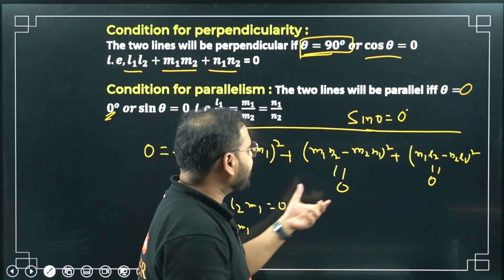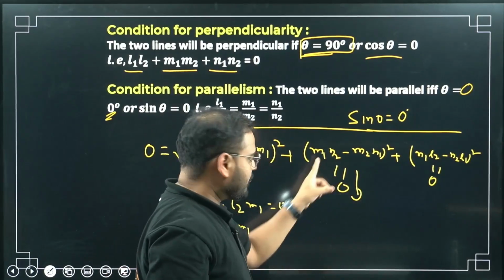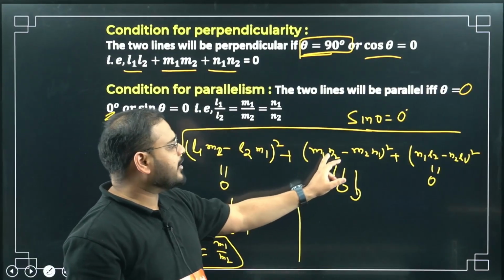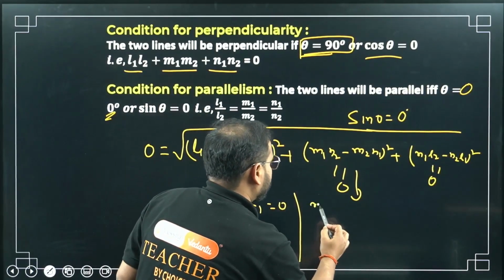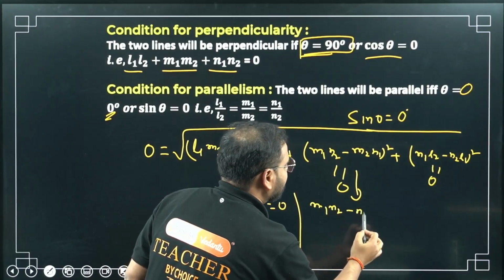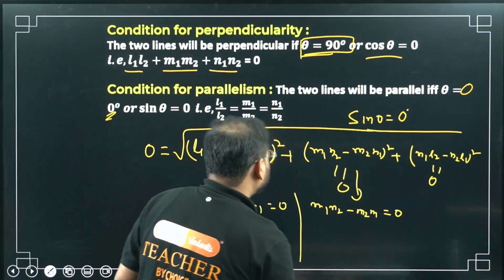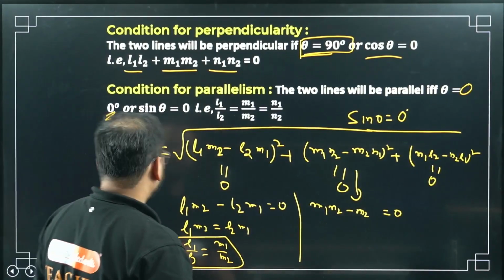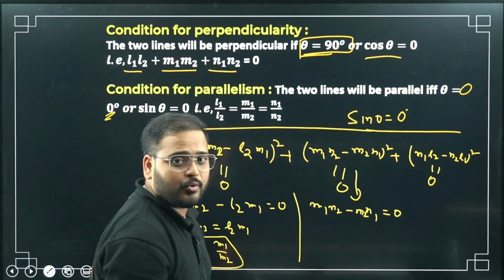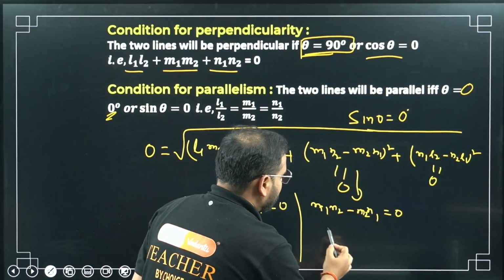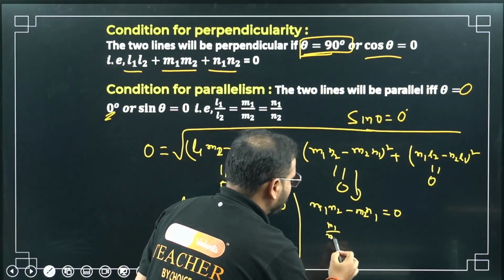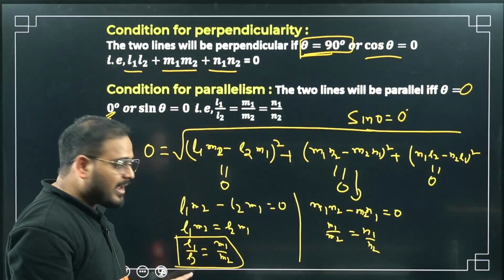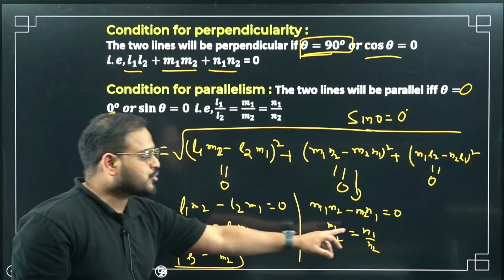Now check here. I can get from this also. From here I'll get what? I can just write similarly. Please check. I can write the same way. m1 n2 minus m2 n1 equals 0. Please check. m1 n2 equals m2 n1. So from here what I get? Please check. I will get m1 by m2 equals n1 by n2. l1 by l2 equal to m1 by m2, and that also equals n1 by n2.